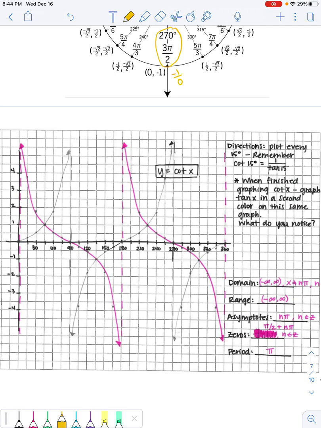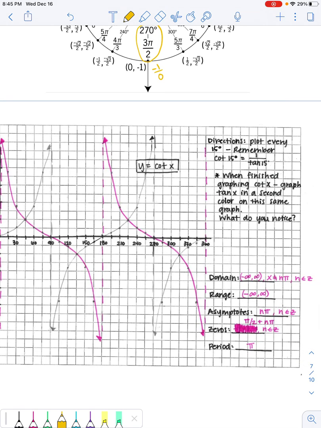So it was reflected over the y-axis, and it was translated or moved left or right. Okay. Take a look at the domain, the range, the asymptotes, the zeros, the period. We could talk about those in depth, but it's good to just take a look at those.